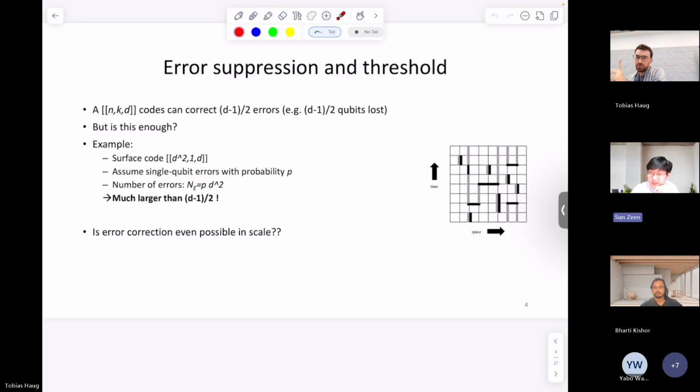Sorry, Toby, we cannot hear you. Or maybe it's due to the connection here. Yeah, somehow, Toby, can you hear us? It's kind of offline. Hey, Toby. We cannot hear you.